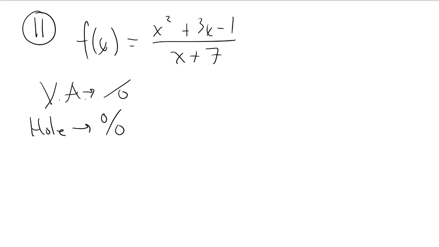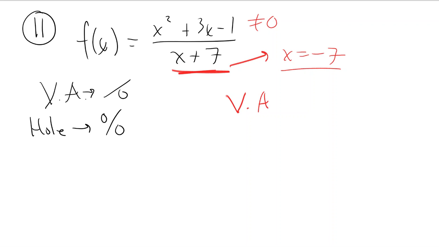So like, I would want to know what's going to make this divide by 0, -7. But if it also made the numerator 0, then it would be a hole instead of a vertical asymptote. So I don't know. You could try to solve this, but it doesn't look like it solves. But you could at least plug it in. -7 squared plus 3 times -7 minus 1. I don't know what that is, but it's not 0. So you would have a vertical asymptote at x equals -7.